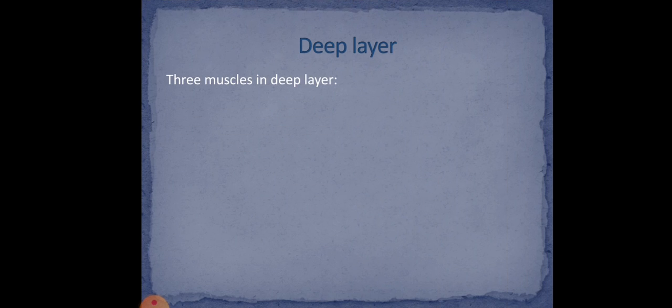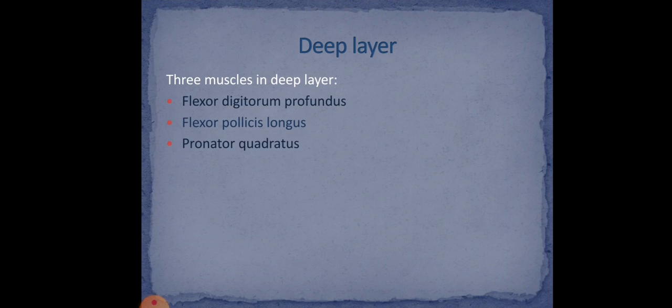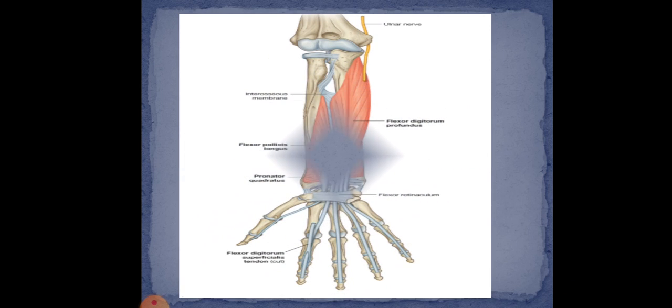In the deep layer, we have three muscles, which are flexor digitorum profundus, flexor pollicis longus, and pronator quadratus. One medial muscle, one lateral muscle, and the third one located inferior. The medial muscle is flexor digitorum profundus. The lateral one, flexor pollicis longus, and the inferior one is pronator quadratus.